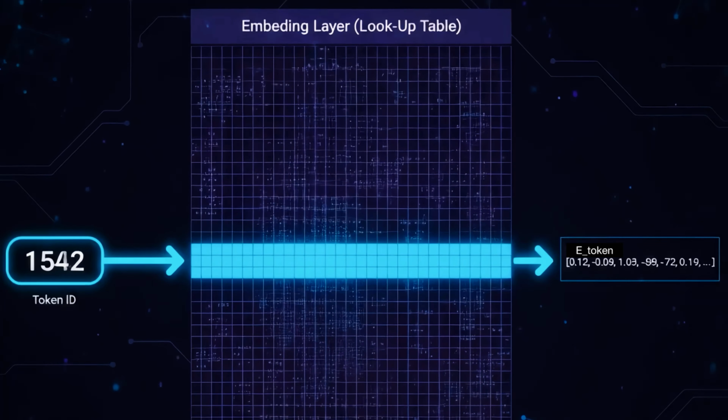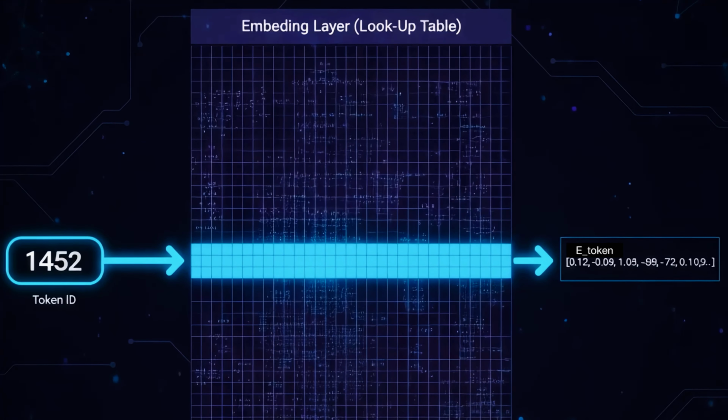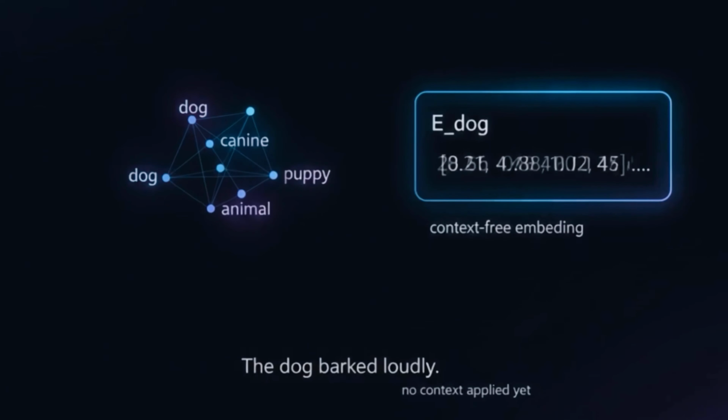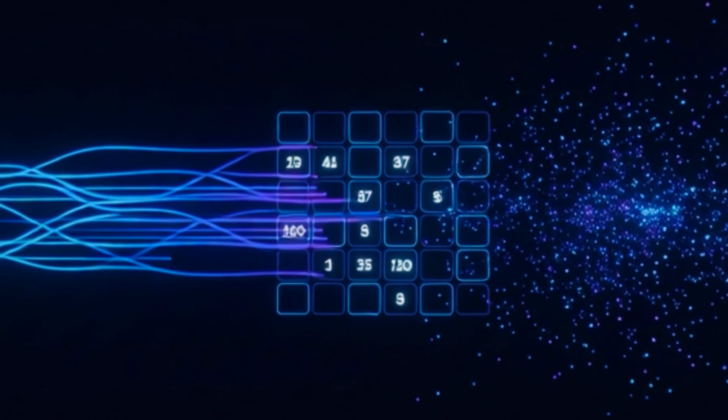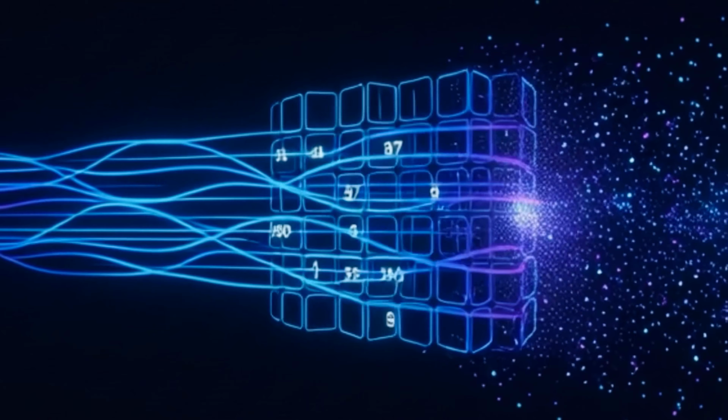The token ID then enters the embedding layer. This layer is essentially a massive learned lookup table, the first major weighted matrix in the LLM. Think of the embedding layer as the model's initial dictionary of meaning. When it retrieves this word vector, it's getting the average, context-free definition of the word. And through training, all these initial vectors have been placed close to related words. For example, dog is placed close to canine, but they still lack any sentence-specific context.